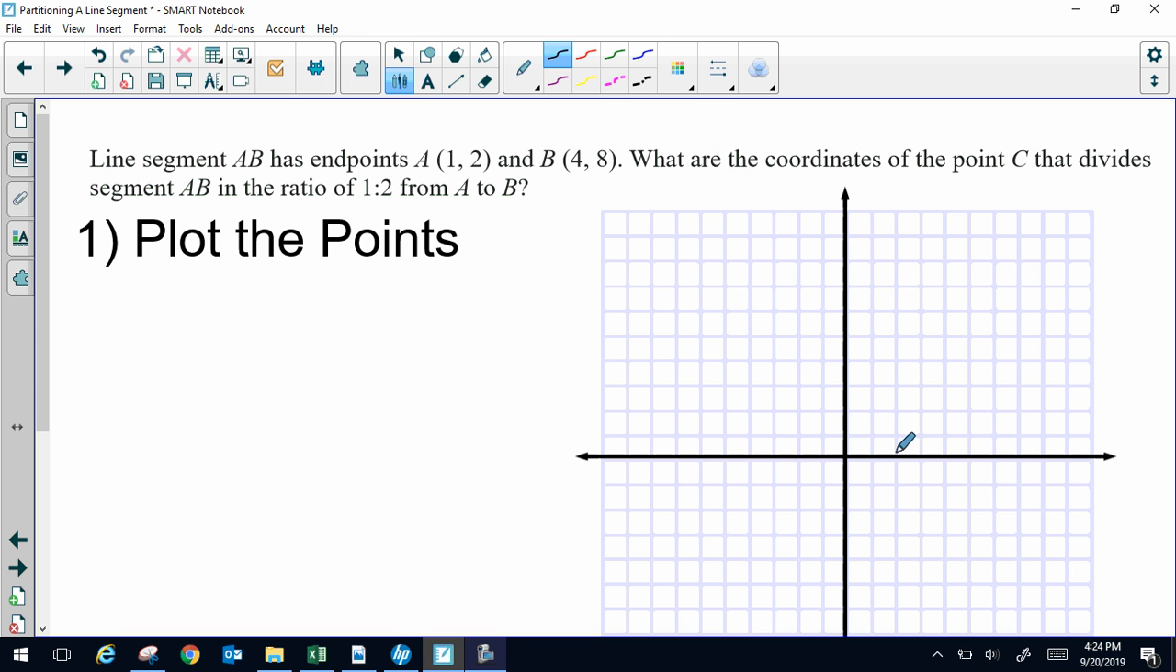So A is at 1, 2, right here. So that's my A. And B is at 4, 8, which is right here. Okay, so there's my points. Okay. Step 2.